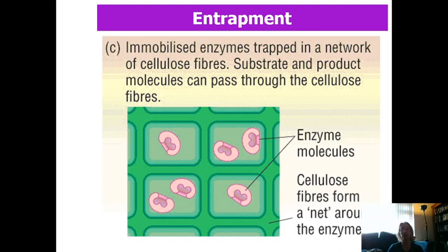There is entrapment, so that's another technique that can be used where the enzyme gets trapped in a network of cellulose fibres. Again, your substrate can pass through into the cellulose fibres to get to the enzyme molecules, but because they need to diffuse through the medium that it's trapped in, this can take a little bit longer, so it's not as efficient as some of the other ways of immobilizing enzymes.